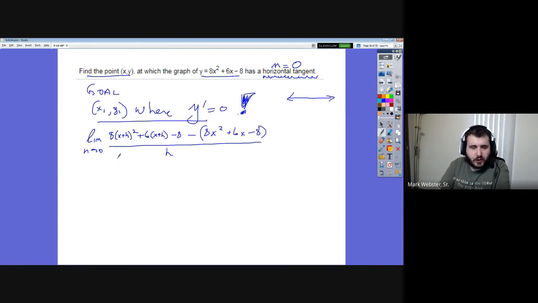We got to FOIL this one out. We're going to get 8x squared plus 16xh plus 8h squared. And again, see, this is an x squared term. We expect that to cancel out. Plus, and then we got to distribute this, 6x plus 6h. And again, this x term, we expect it will cancel out. Minus 8. And then again, this does not have an h term. We expect it will cancel out.